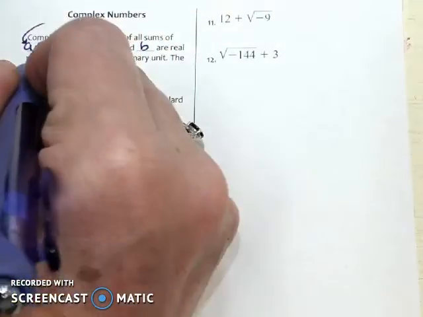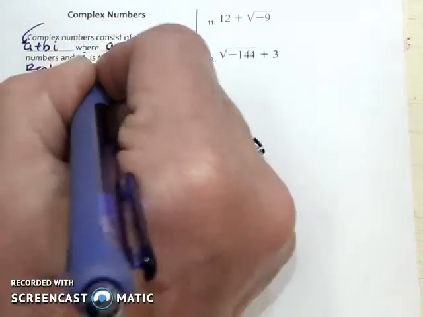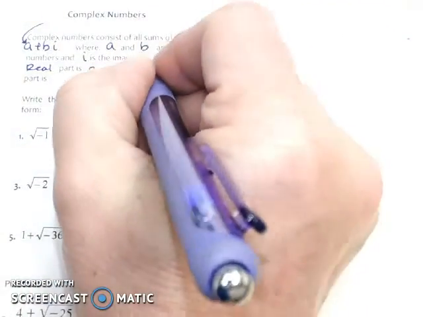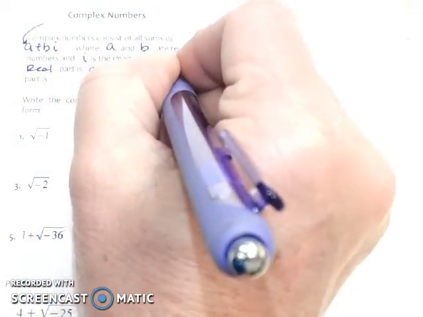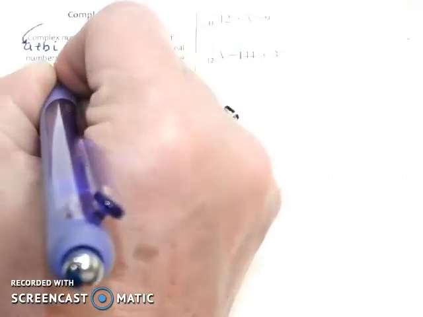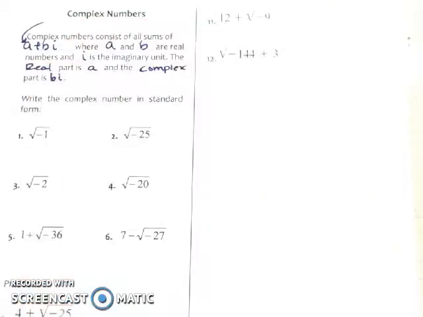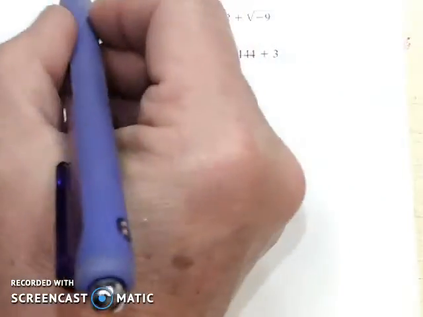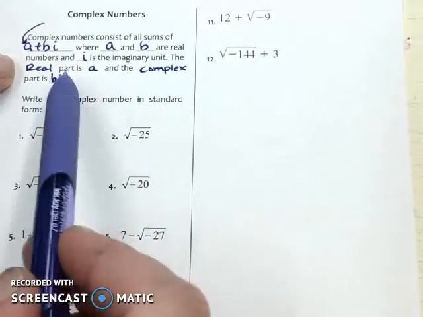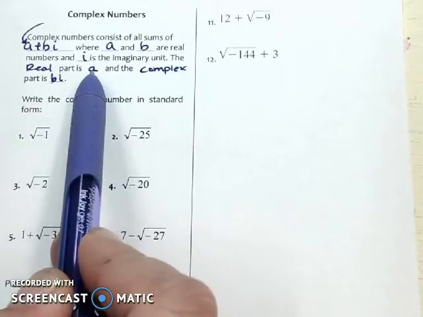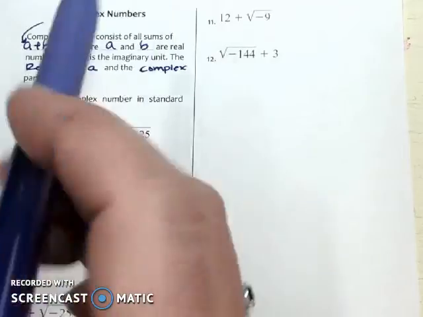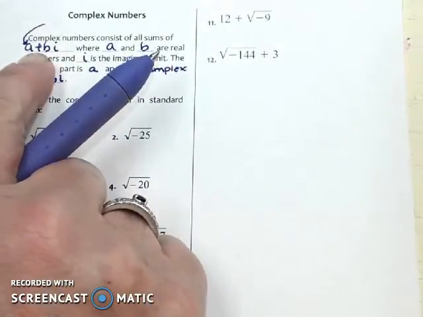The real part is just the A. I'm just using letters here to represent my numbers. And the imaginary part, or excuse me, the complex part is the BI, because you've got a real number with an imaginary unit attached to it. So when you have a real number added to a real number that's got that imaginary unit attached to it, that's where we get a complex number from.